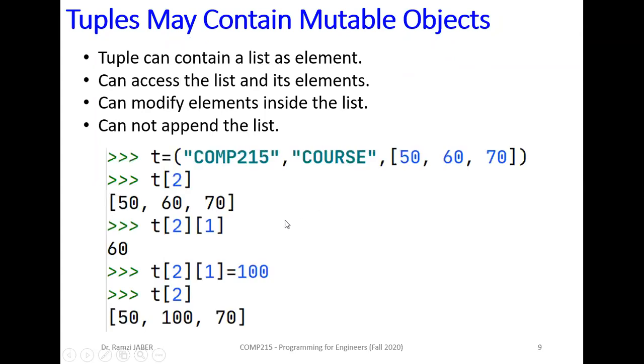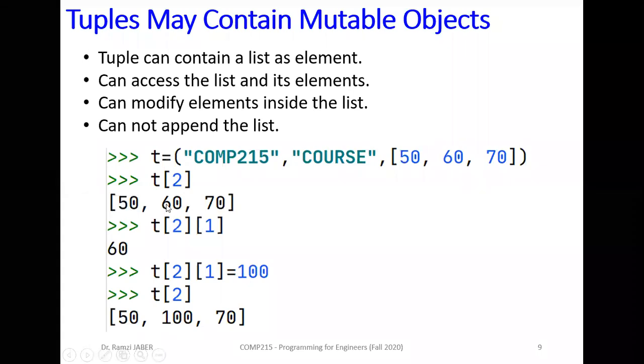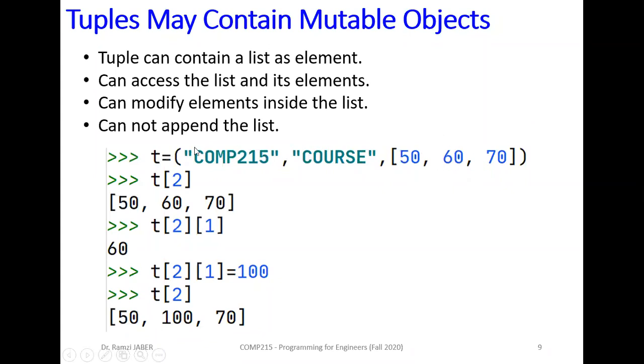Example here. Tuple equal, between parentheses, double quotation, COMP215, string, comma, another string, comma, we can put a list inside the tuple. This list, 50, 60, 70, okay? So this list is one element of the tuple. The whole list is one element. Here we have T0, T1, T2. So when we call T2, it gives us the whole list, okay? So this list in the tuple is one element inside the tuple.